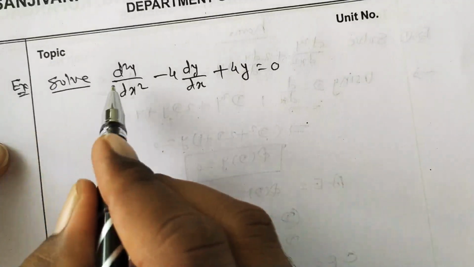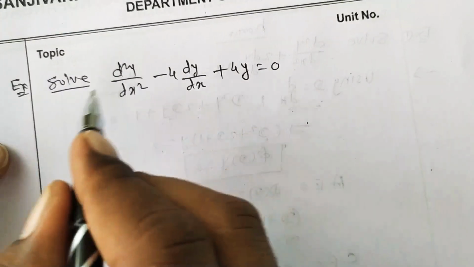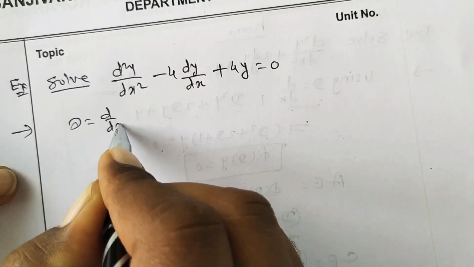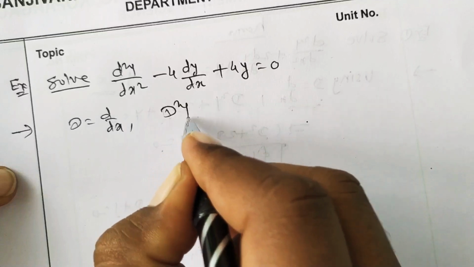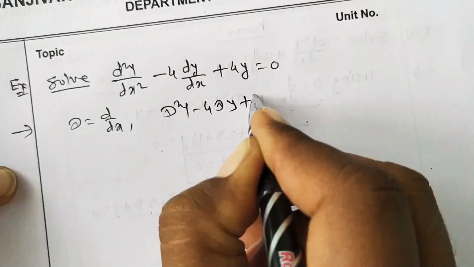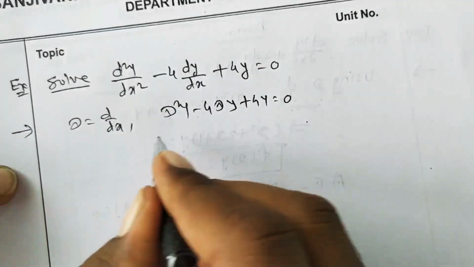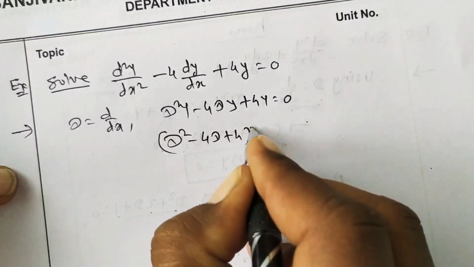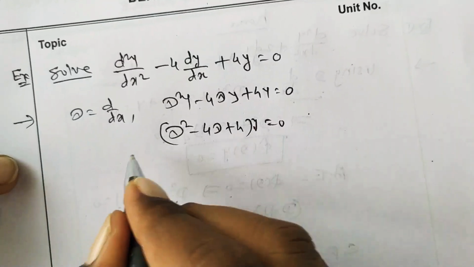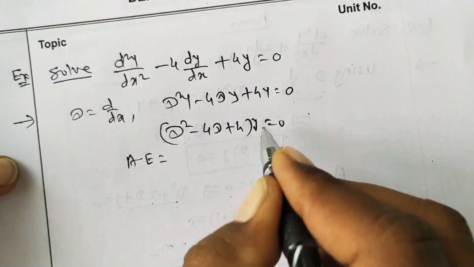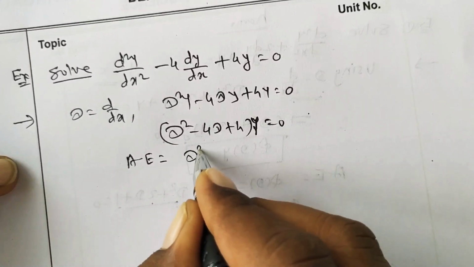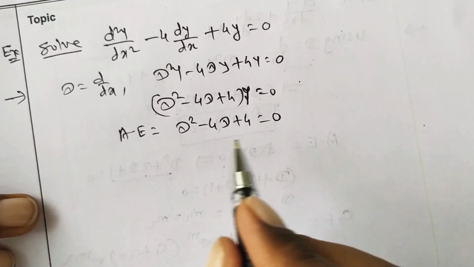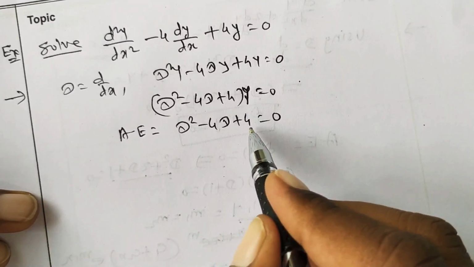So next problem is solve d2y by dx square minus 4dy by dx plus 4y equal to 0. So using capital D is equal to d by dx first, right, given differential equation, that is D square y minus 4Dy plus 4y equal to 0. Take y common, then this is D square minus 4D plus 4 into y equal to 0. So what is auxiliary equation now? Auxiliary equation is D square minus 4D plus 4, equate this with 0. Now tell me two numbers whose sum is minus 4 and product is 4.